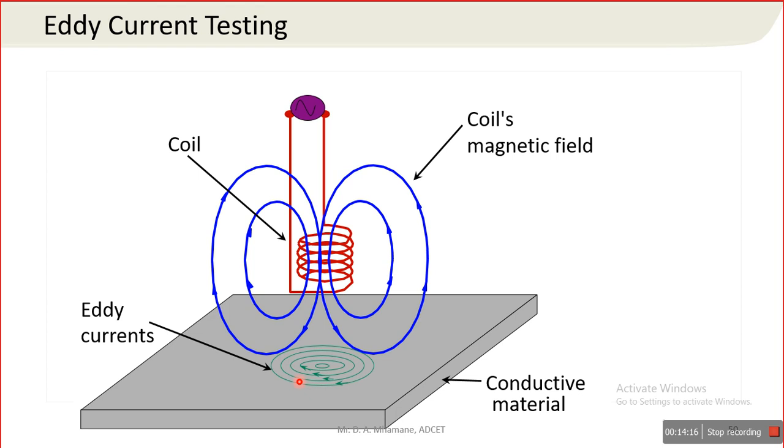Suppose there is no defect, there is no disturbance in the eddy current, so we can't get a change in amplitude. So likewise the principle goes on with eddy current.